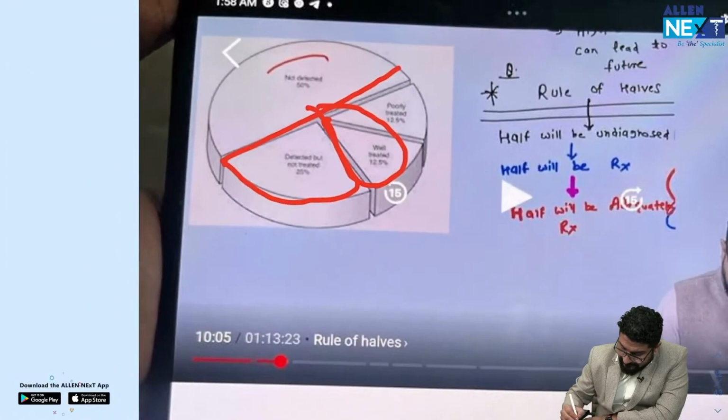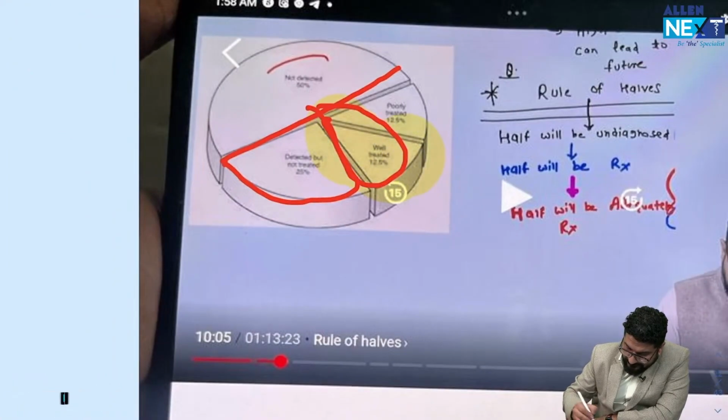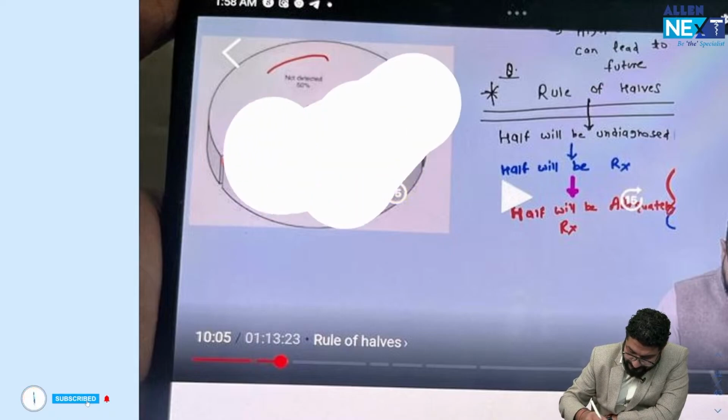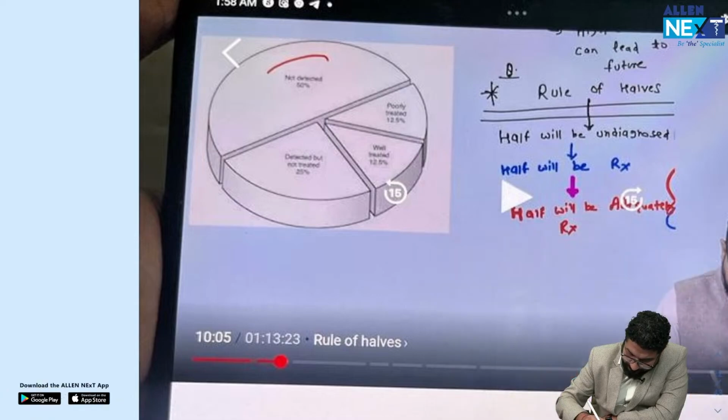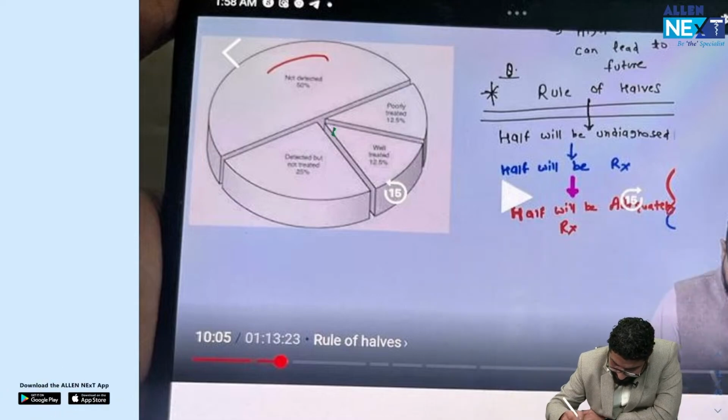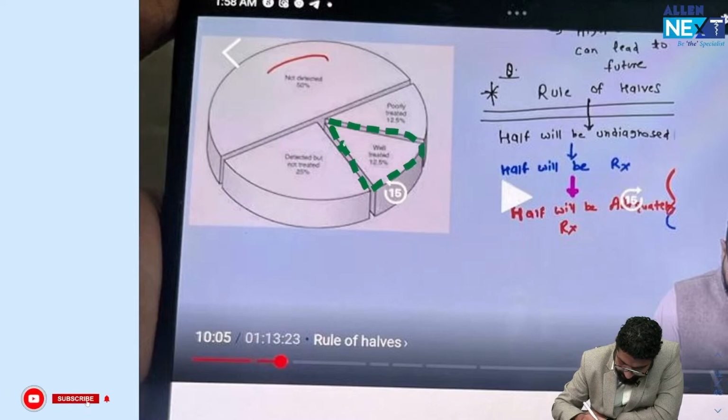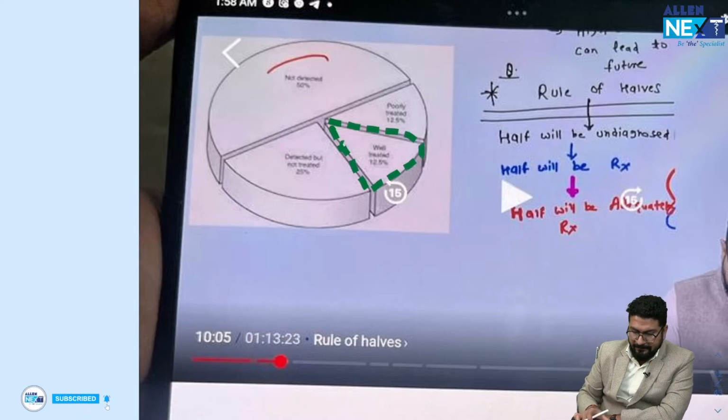They are asking to mark the adequately treated area. This is the circle, this is the area which I am marking here. Let me mark this area. This is the area which is adequately treated. Clear? That is the rule of halves.